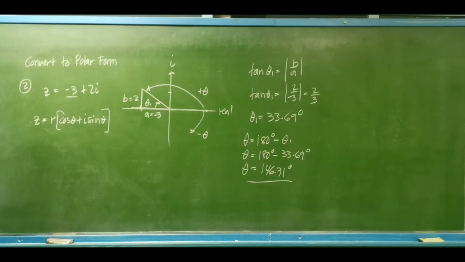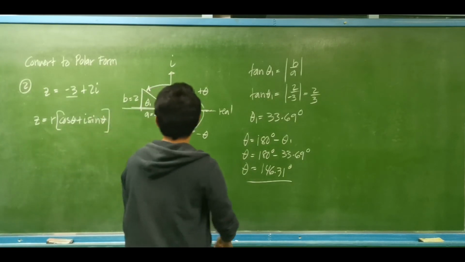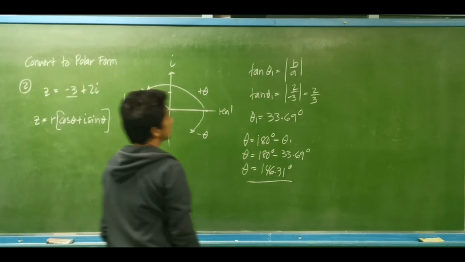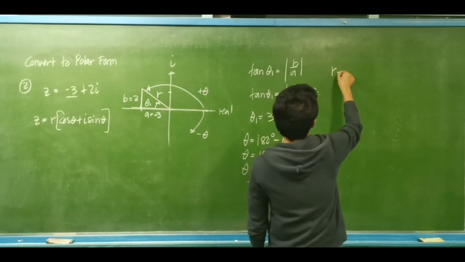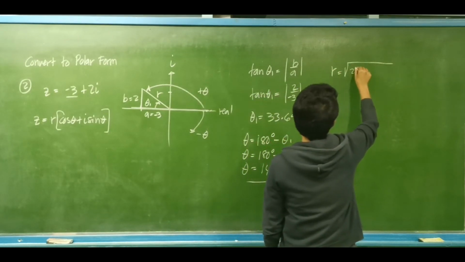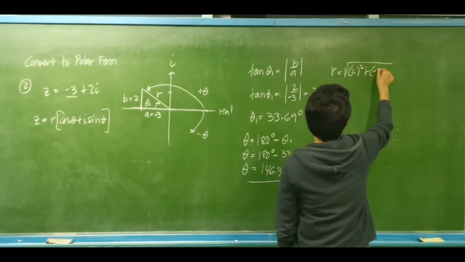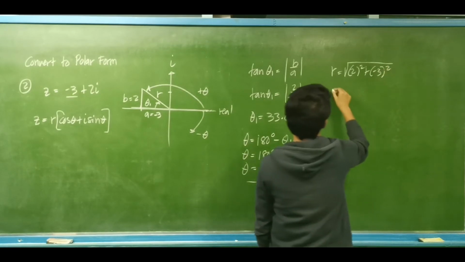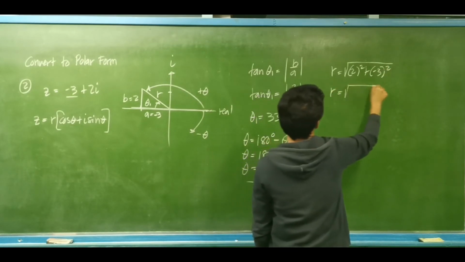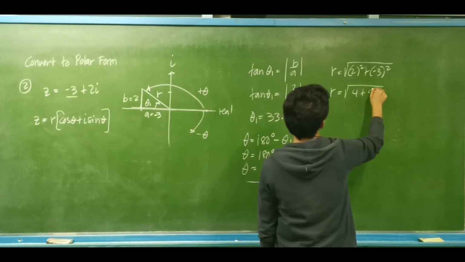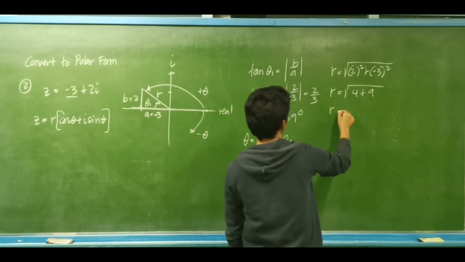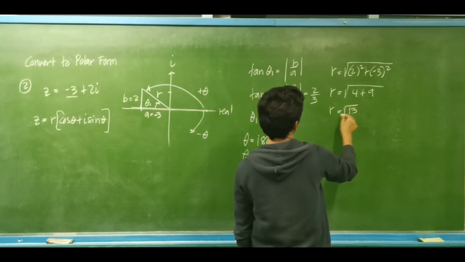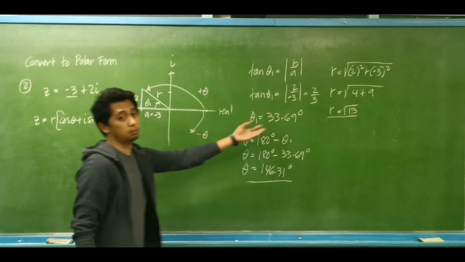If we are now to determine the value of r, that is the modulus, the value of r is equal to the square root of 2 squared plus negative 3 squared. So the value of r is the square root of 4 plus 9, and r is equal to the square root of 13. That will be the value of the modulus.